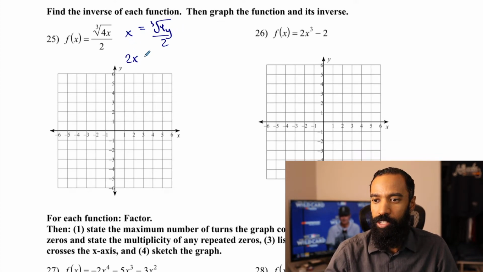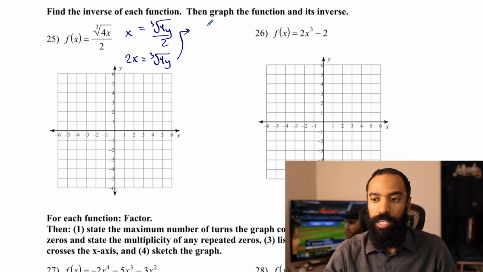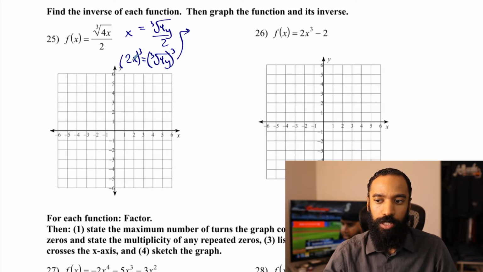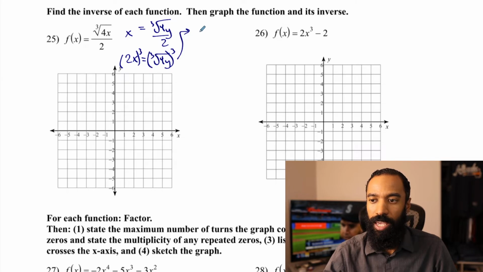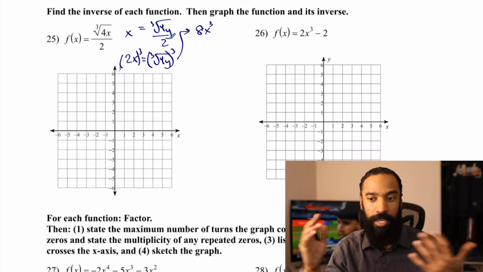Multiply both sides by 2. Cube both sides. Now, when I cube both sides, I'm going to go ahead and cube all of 2x, meaning I'm actually going to turn it into 8. 2 cubed is 8, so 8x cubed. If they want me to graph it, I'd rather deal with an a than a b. That's my personal preference.